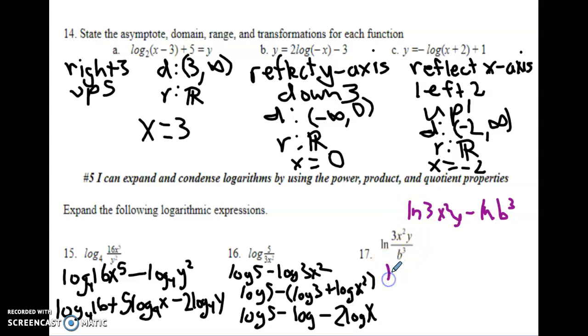So then I have natural log of 3 plus natural log of x squared. I'm going to bring the 2 out in front. So it's natural log of x plus natural log of y minus, now I need to expand this by bringing the power out in front, 3 natural log of b.